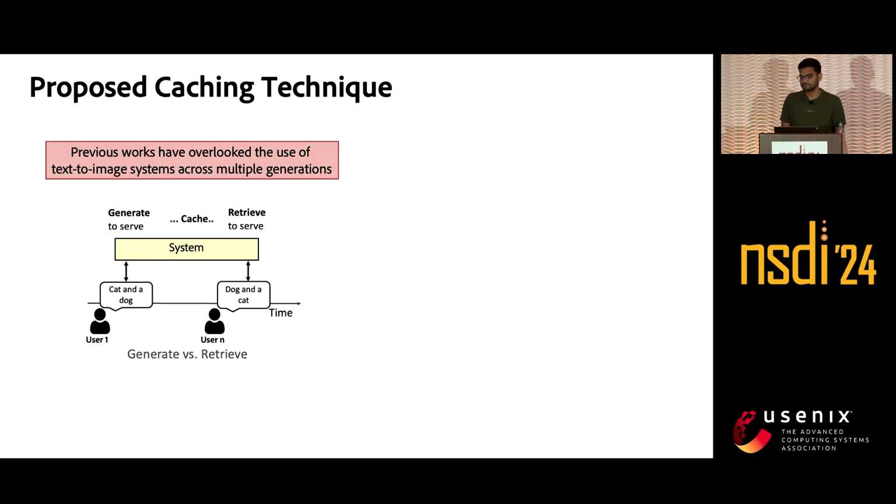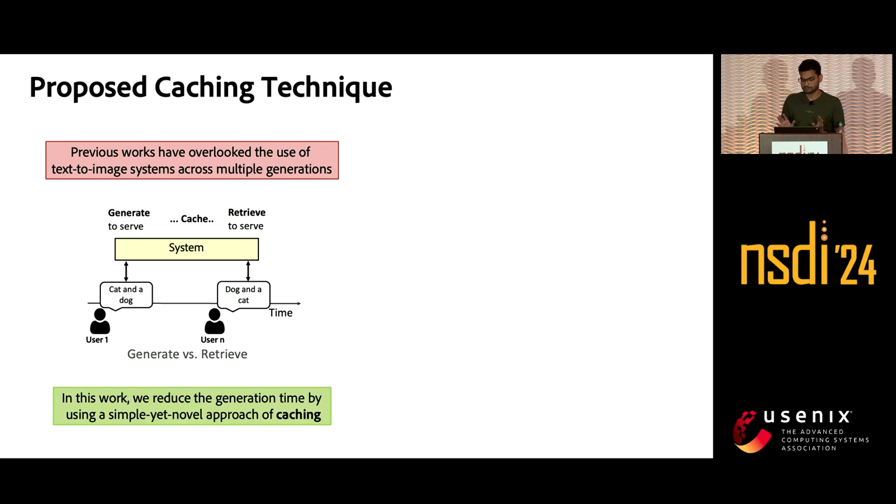We observed that these previous works overlook a very crucial aspect about these text-to-image models being served as big systems. That is, these systems are used by millions and thousands of users across multiple generations. In this work, we exploit this aspect to reduce the generation time by using a simple yet novel caching approach.